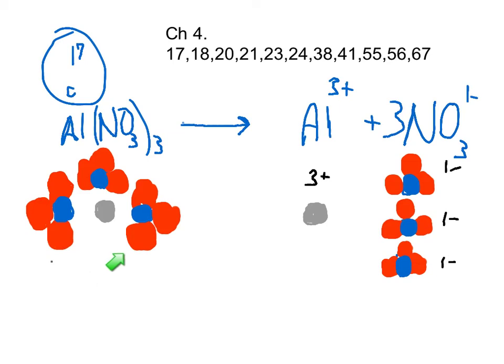Now if you look up nitrate on Wikipedia, you're going to see something that looks like this: nitrogen and 3 oxygens. After dissociating, of course, we have the aluminum ion with its charge, and we have 3 of the nitrate ions, each of those with a -1 charge.